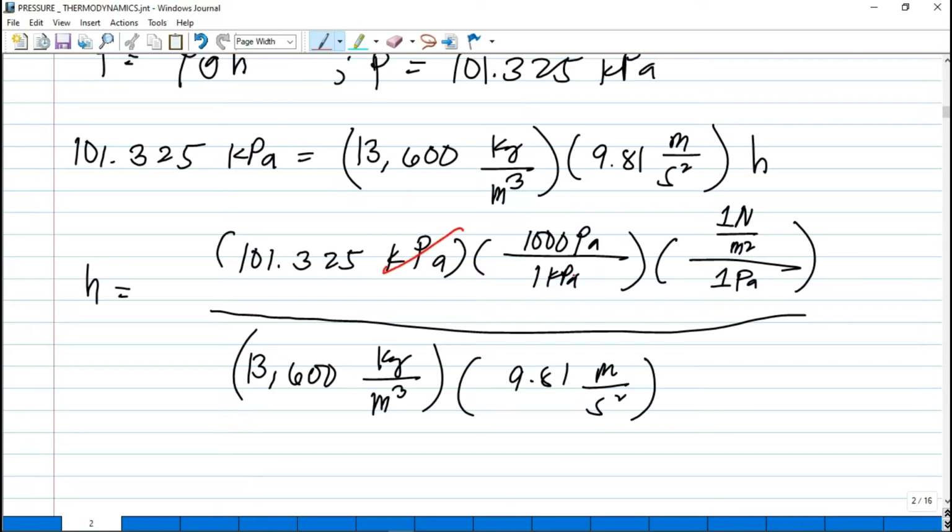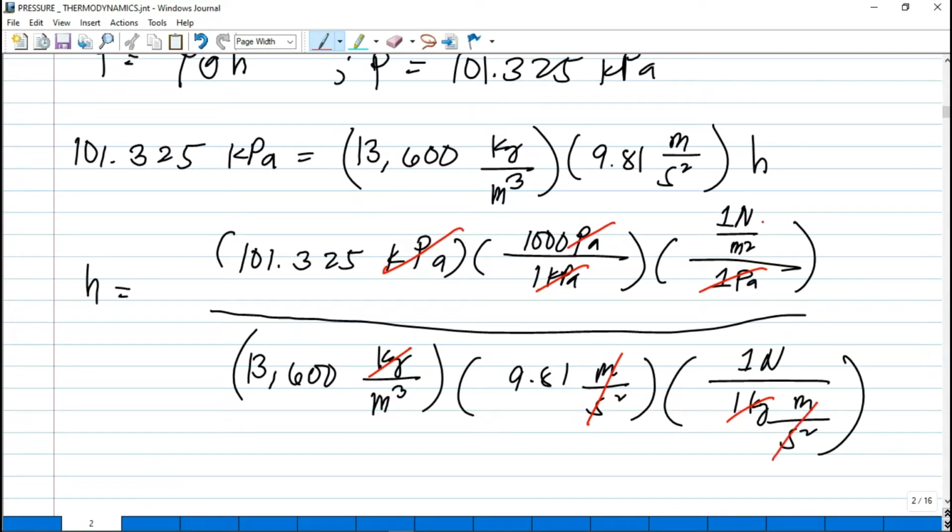Cancel na yung kilopascal here. Pascal will cancel out here. Then itong kilogram meter per second squared is a newton. Okay, pwede natin siyang i-convert to newton. So 1 newton, that is 1 kilogram meter per second squared. Okay, so cancel na yung equivalent unit ng newton. So kilogram here will cancel out, meter per second squared will cancel out, and newton here will cancel out.